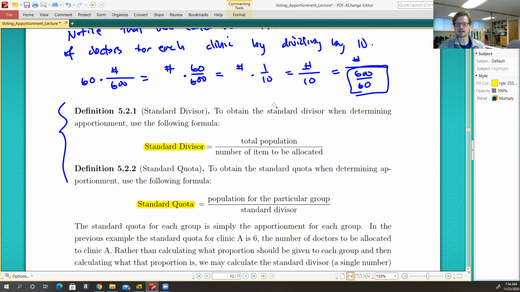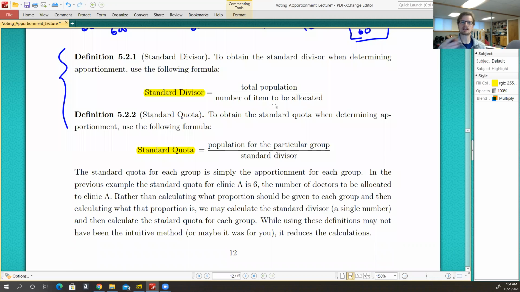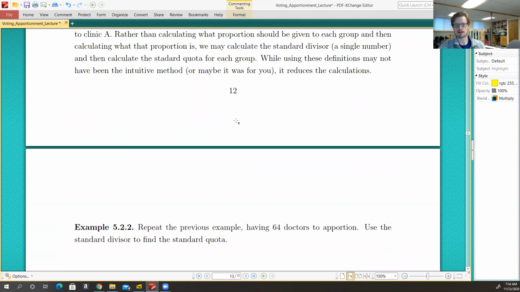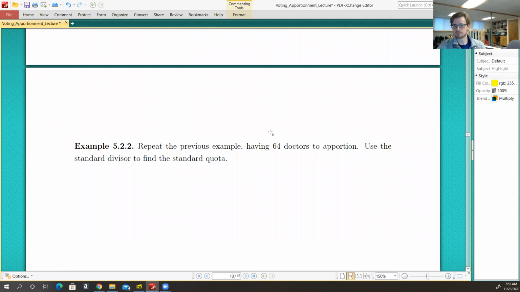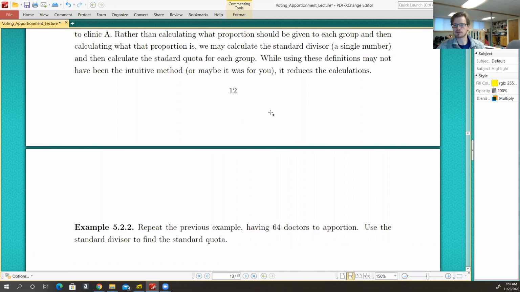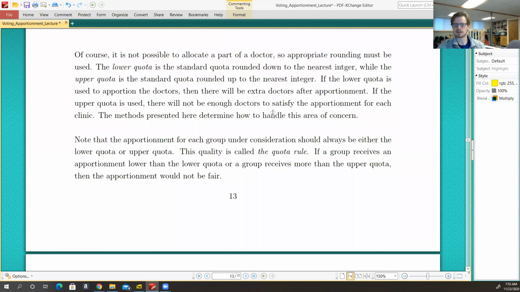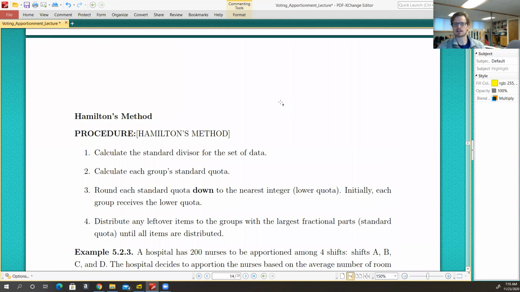So that's what we'll see in the following examples and in the following apportionment methods. We'll repeat this example in a moment to talk about things a little bit further, and then we'll take a look at Hamilton's method and several other methods for apportionment. All right, so I'll see you guys again soon in just a moment to take a look at the same example with a different number of doctors.